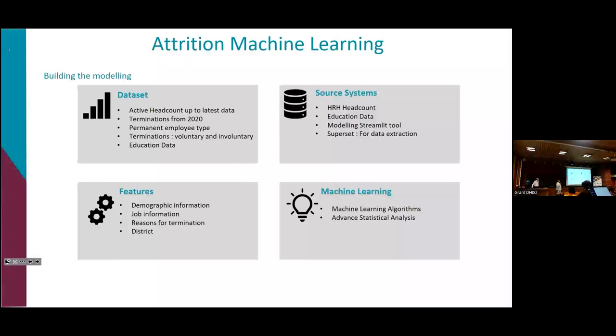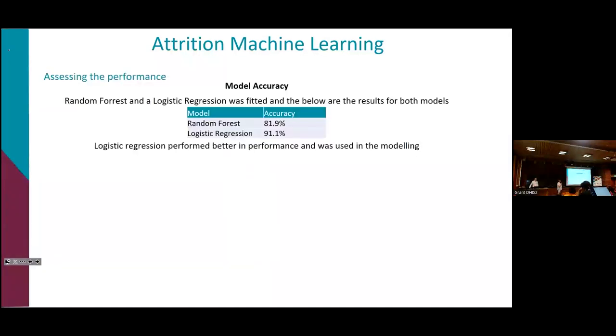The source systems, we are taking that from our HRH data, education data that we have, modeling it through the Streamlit and Python tools, and then use Superset for data extraction and for data visualization. Features, looking at demographic information of the person, their job information, job title, the reasons for their termination, and where they are actually located. For the machine learning, we're using machine learning algorithms, which I'll talk about now more, and advanced statistical analysis.